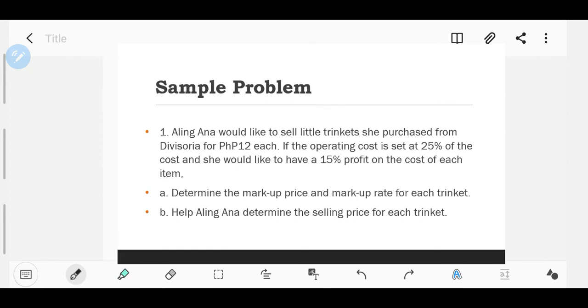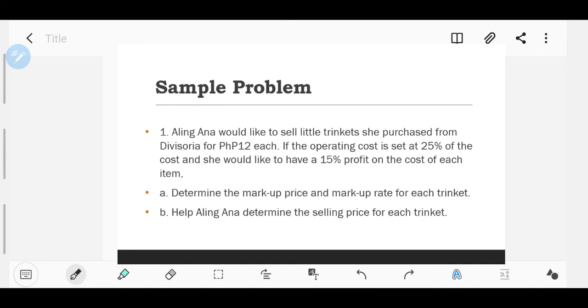Okay. So, according to the problem, sabi niya, Aling Ana would like to sell little trinkets she purchased from Divisoria for 12 pesos each. If the operating cost is set at 25% of the cost and she would like to have a 15% profit on the cost of each item, letter A, determine the markup price and markup rate for each trinket. And B, help Aling Ana determine the selling price for each trinket. So, it is advisable that you use a table as reference when you are solving this kind of problem.